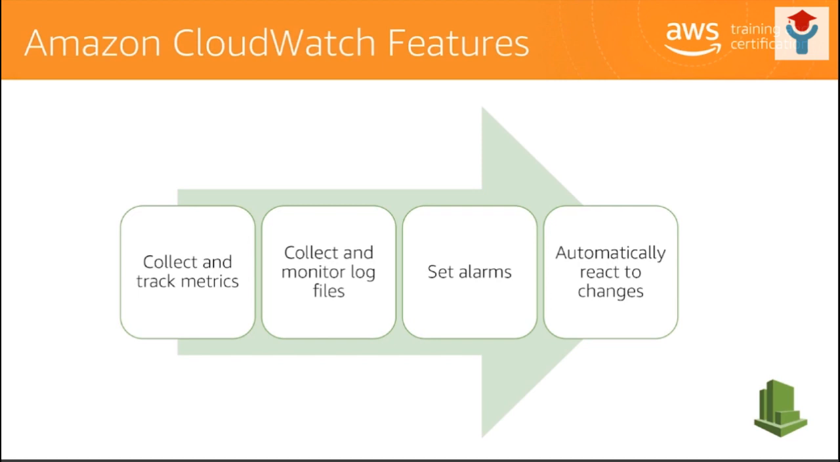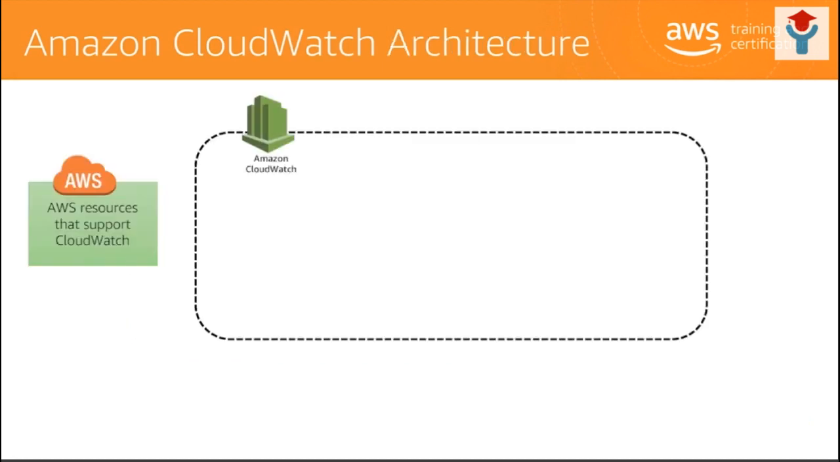Additionally, you have the ability to set alarms on any of your metrics that will send notifications or take other automated actions. And this is really one of the core features of CloudWatch that makes it an extraordinarily powerful tool: the ability to automatically react to changes. It can send existing system, application, and custom log files to CloudWatch Logs that can be analyzed in near real time. Overall, this allows you to gain system-wide visibility into your resource utilization, application performance, as well as operational health.